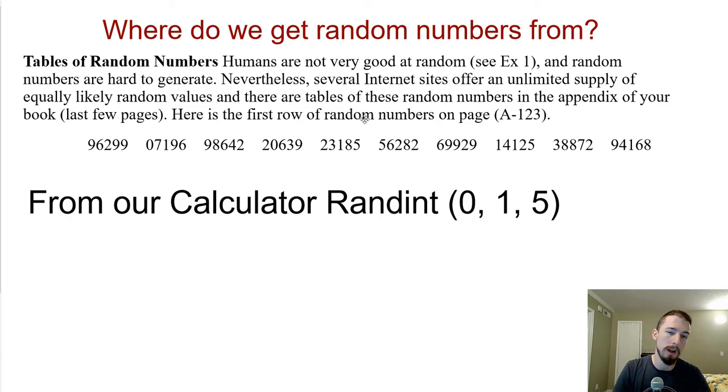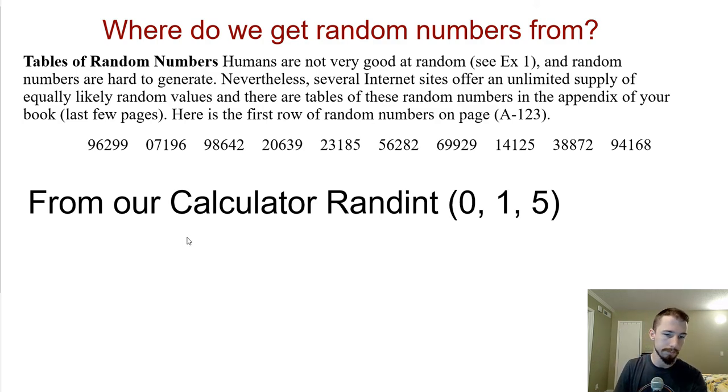Okay, so humans aren't very good at random. See example 1, obviously. Random numbers are hard to generate. Nevertheless, several internet sites offer a limited supply of equally as likely random values, and there are tables of these random numbers in the appendix of your book, the last few pages. So here are the first row of random numbers from A123. They're often given to us in groups of 5 just to make it easier to navigate through those numbers.